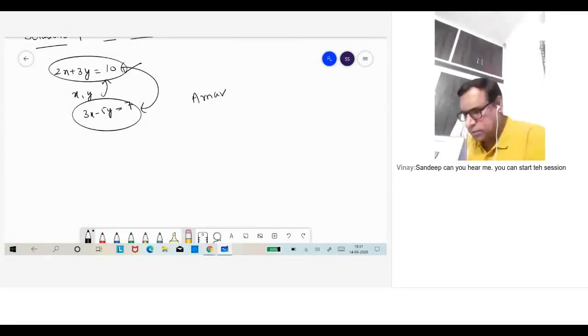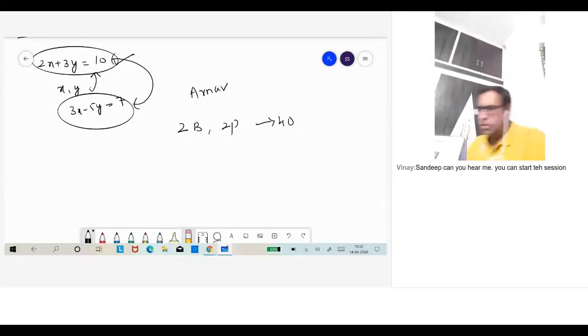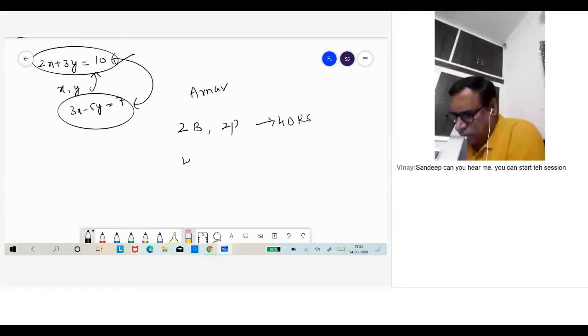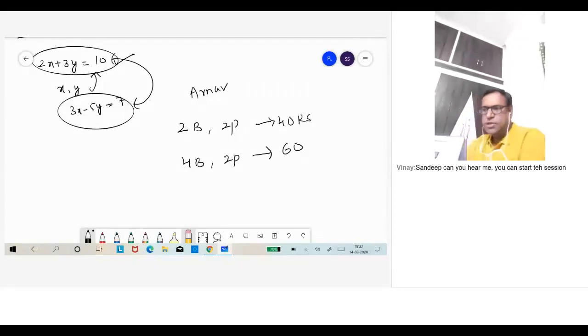He bought 2 pens and 2 books, and it's costing him 40 rupees. Again, he bought 4 books and 2 pens, and it's costing him 60 rupees. Right? It's costing him 60 rupees.